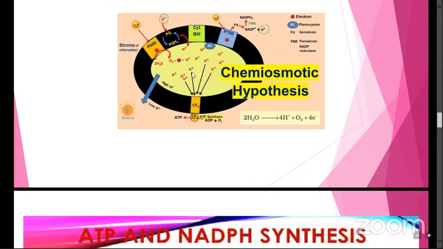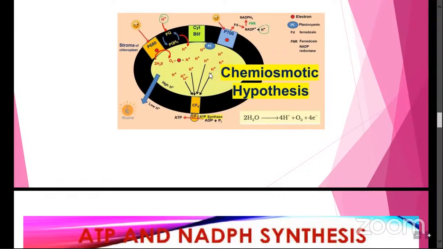How is the proton concentration increasing in the lumen? In the lumen, proton concentration is increasing in two ways. One is the pair of protons produced by photolysis of water. Next, the cytochrome complex pumps the protons from the stroma into the lumen. So in both ways, protons are gathered in the lumen. This results in the accumulation of protons in the lumen.